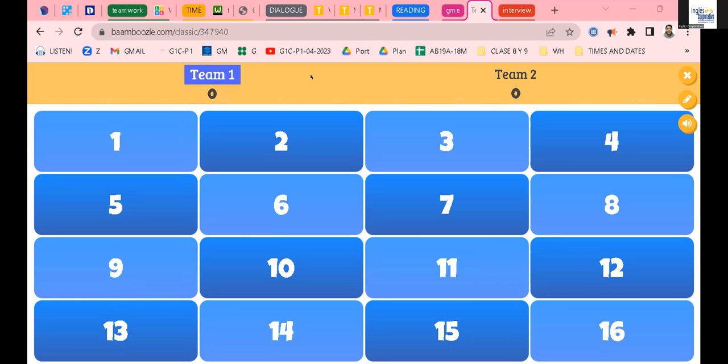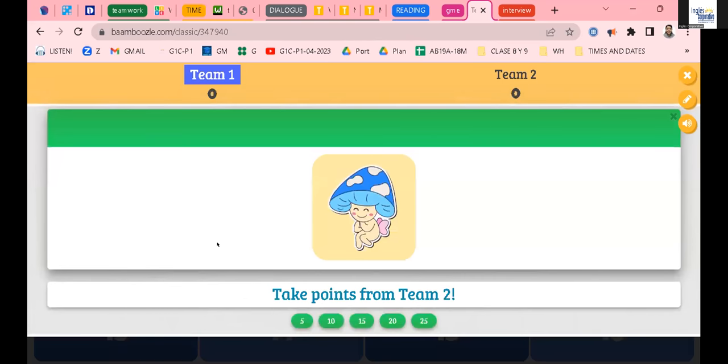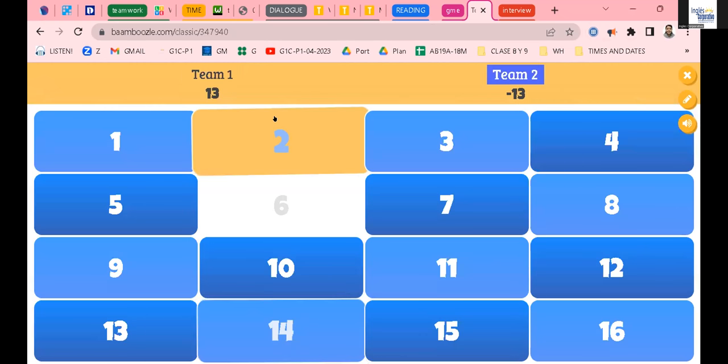Okay, so let's see. Team 1, please select a number. Number 6. Okay, take points from team 2. Dame puntos ahí del equipo 2. No tenemos, así que ni modo. ¿Le van a restar los que van a ganar? Okay. How many? ¿Cuánto, Dora? 5, 10, 15, 20, 25. 15. Okay, excellent.